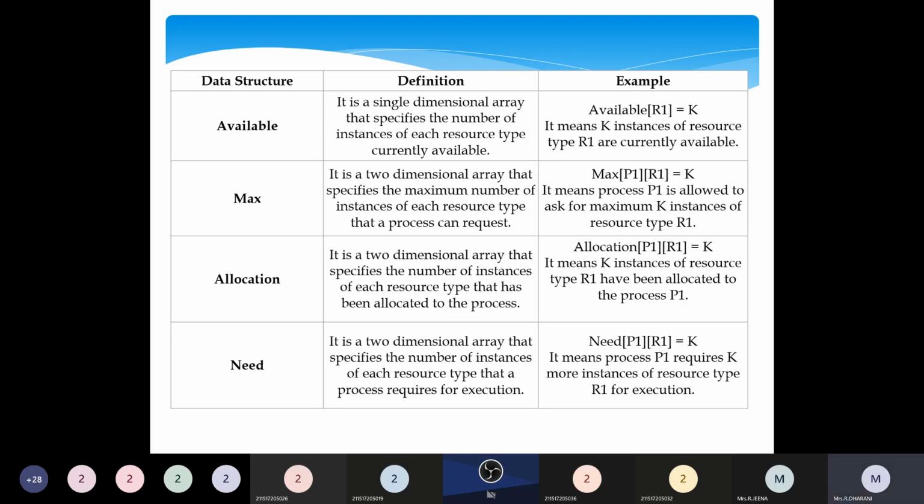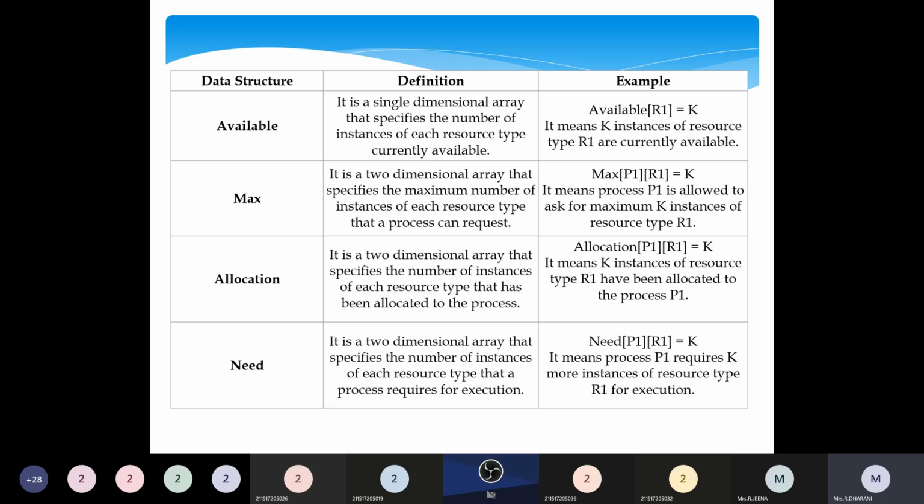The next one is allocation. It is a 2-dimensional array that specifies the number of instances of each resource type that has been allocated to the process. Currently, we have 10 resources. Among the 10, how many can we allocate so that the system stays in a safe state? It is represented with a 2-dimensional array. Allocation[P1][R1] = K means K instances of resource type R1 have been allocated to the process P1.